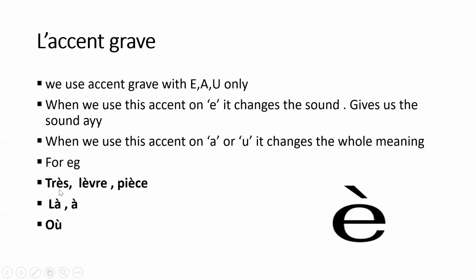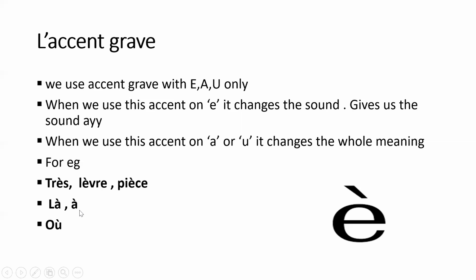So first example कैसा है हमारा E पे use किया हुआ है तीनों में, so it will change the sound. It is like très, lèvre, pièce. Très, lèvre, pièce. That means very. Très means very. Lèvre means lip. Pièce means room. ठीक है? Très. A की sound create कर रहे हैं ना? Très, that means very. Lèvre, that means lip. And pièce, that means room.